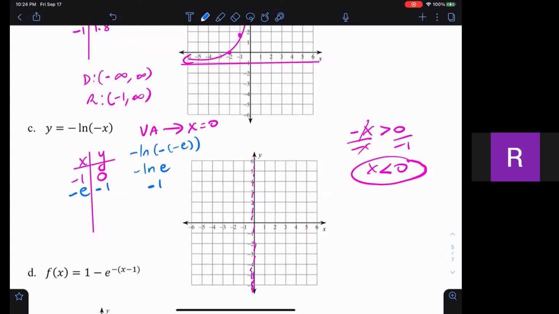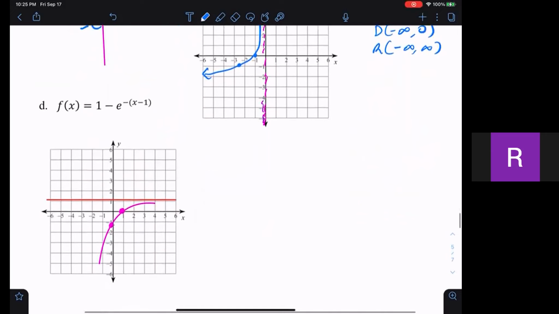We did this in class already. So -1, 0 is here, and then -e, -1, and -1 is above here somewhere, right? So the graph should look something like this, right? So what's the domain? We said that already. It's from -infinity to 0, and the range should be from -infinity to infinity. Okay, that's the answer.